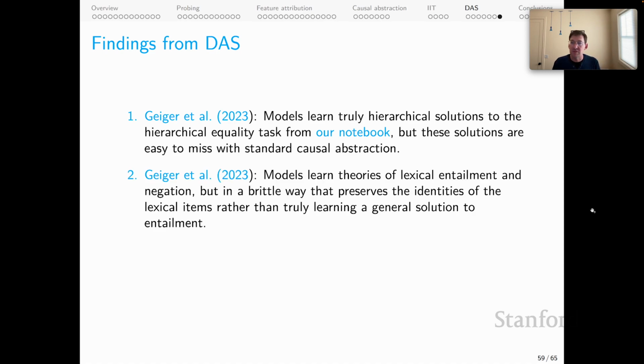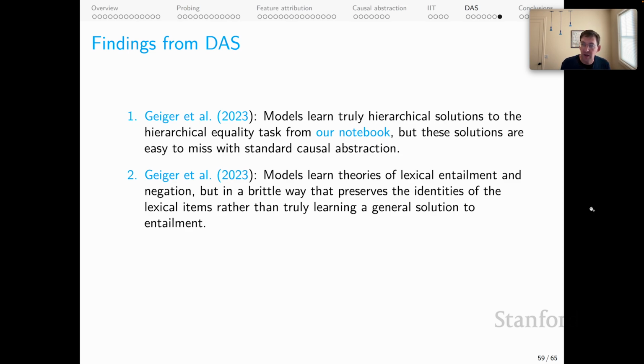Here's a more nuanced finding. In earlier causal abstraction work, we found that models learn theories of lexical entailment and negation that kind of align with a high-level intuitive causal model. But with DAS, we can uncover that they do that in a kind of brittle way that actually preserves the identities of the lexical items rather than truly learning a general solution to the entailment issue.